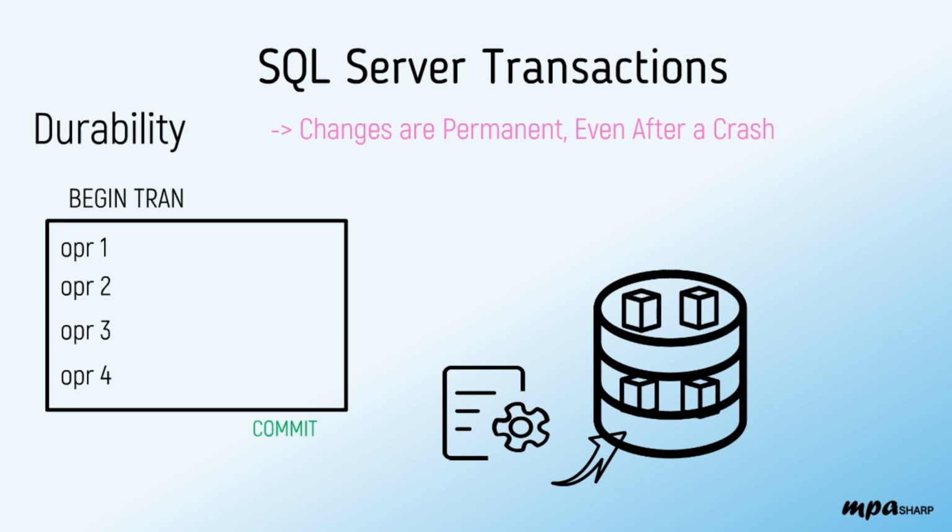However, the isolation property is much more configurable. This is because there is a trade-off between high isolation and performance. Therefore, SQL Server allows users to choose from several predefined isolation levels based on the performance requirements they have. So let's explore more on isolation levels in our next module.